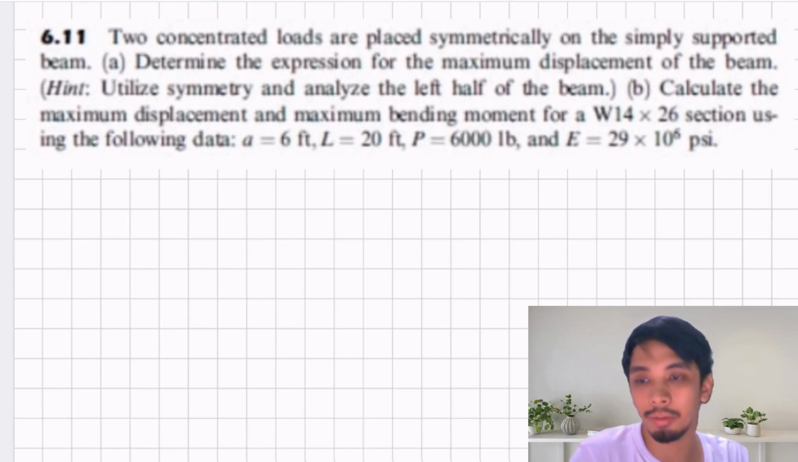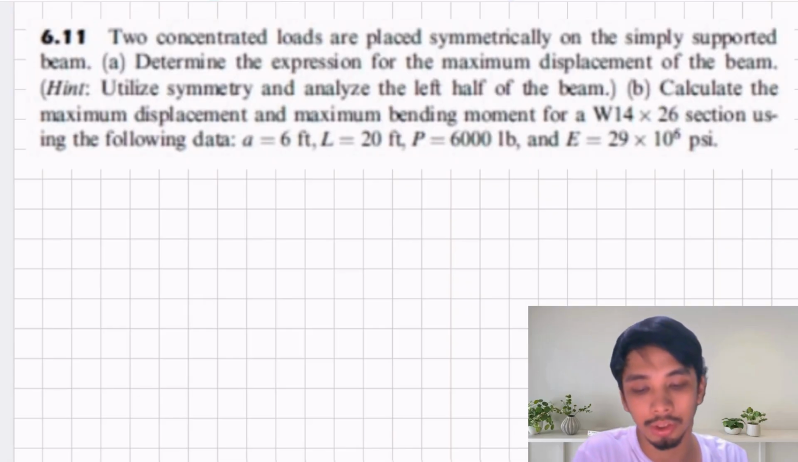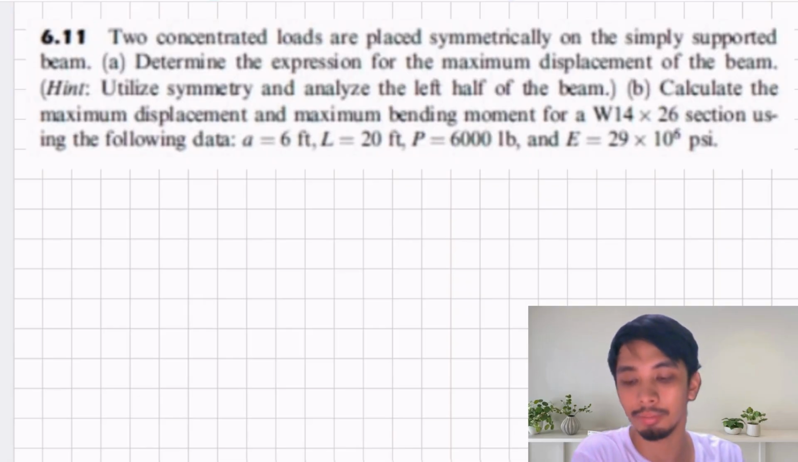Here we are presented with problem 6.11. The problem states that two concentrated loads are placed symmetrically on the simply supported beam. We are to determine the expression for the maximum displacement of the beam and also calculate the maximum displacement and maximum bending moment for a W14/26 section using the following data.